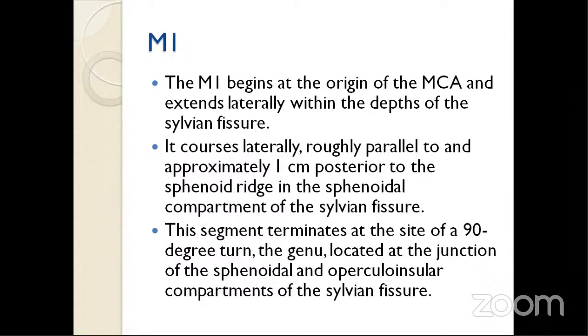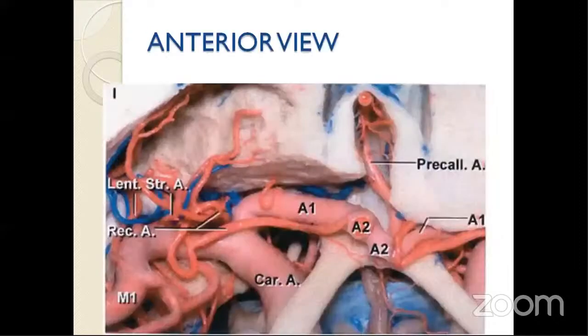The M1 begins at the origin of middle cerebral artery, as we have seen, and it extends laterally within the depths of the Sylvian fissure. It courses laterally, roughly parallel to and approximately 1 centimeter posterior to the sphenoid ridge in the sphenoidal compartment of the Sylvian fissure. As we have seen, this segment terminates at the site of a 90-degree turn that is known as Genu, located at the junction of sphenoidal and operculo-insular compartments of the Sylvian fissure.